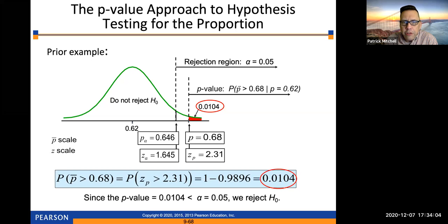So in the example we just did, the calculated test statistic is 2.31. So you can use table A2 to find that the probability that z is greater than 2.31 is about 0.0104. And remember, when p is low, the null must go. So since the p-value 0.0104 is less than 0.05, we reject the null hypothesis.